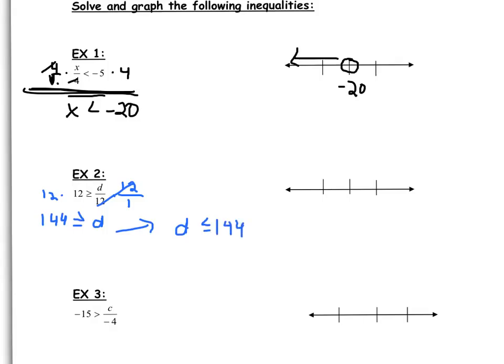So now I have less than or equal to, so that means I have a closed circle at 144, and I'm going to go to the left because that's the direction that's less than 144.